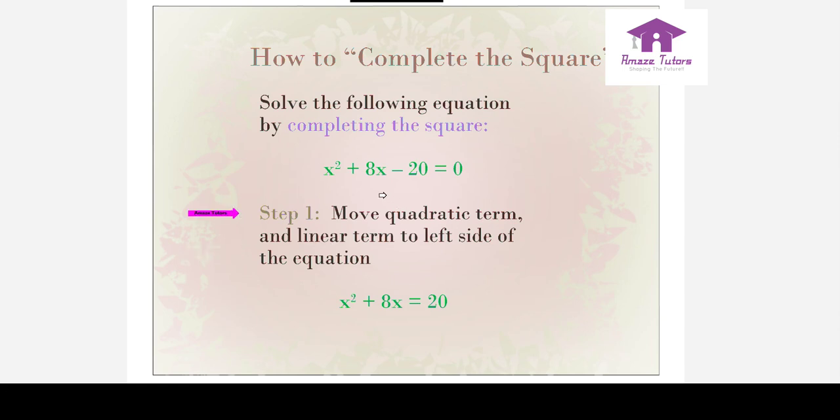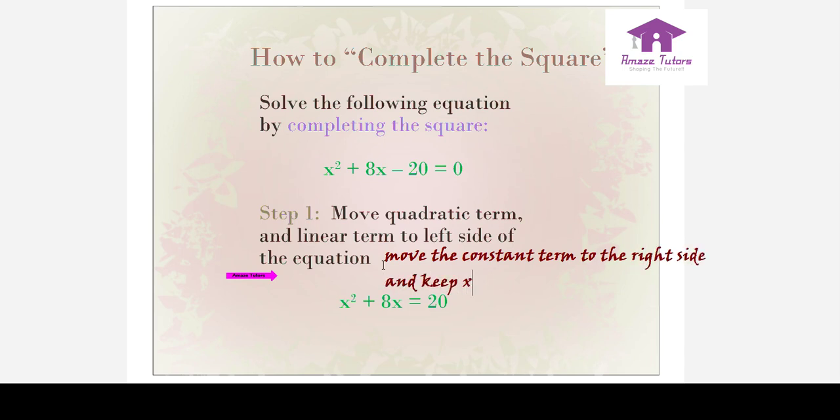Step 1. Move quadratic term and linear term to left side of the equation. Or otherwise, I can even tell this step like this: move the constant term to the right side. Keep x squared and x term on the left side. This is what we are doing in step 1. So move the constant term to the right side and keep x squared and x term on the left side itself. So that is what I did.